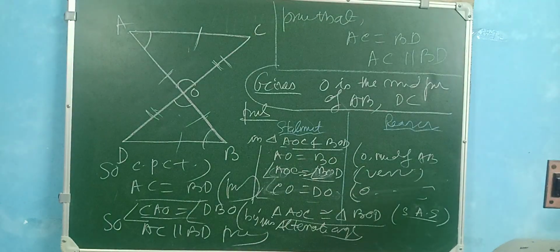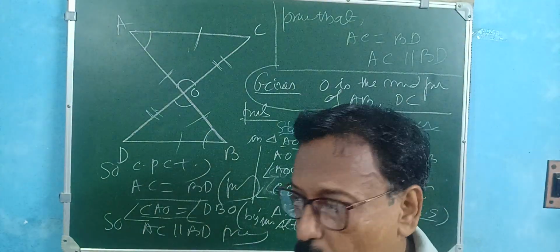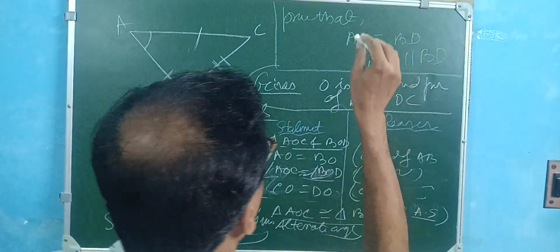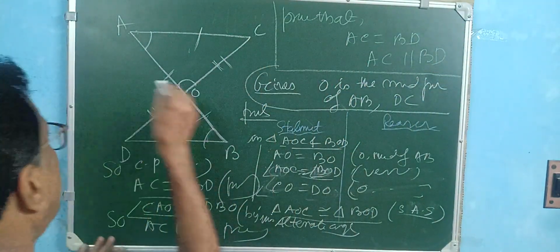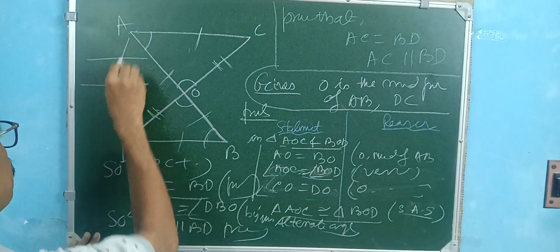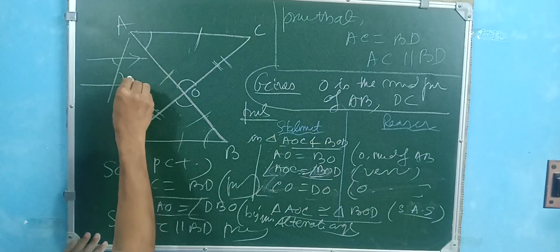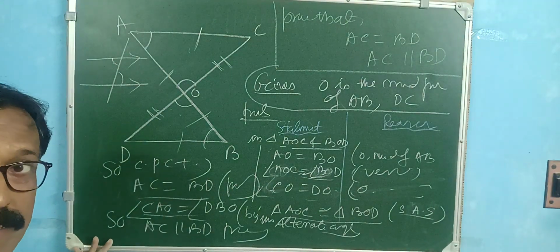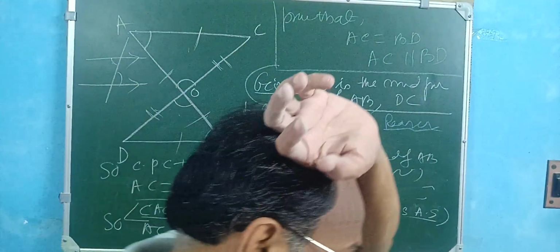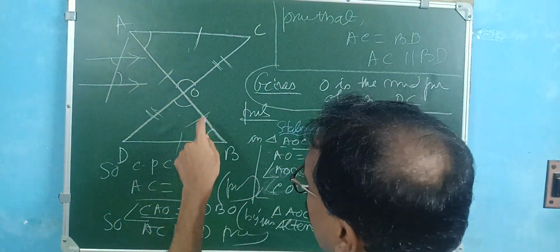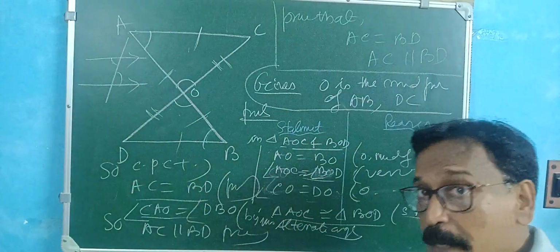We go from one thing to another because in basic geometry we know that when the alternate angles are equal, the two lines are parallel. Suppose this and this alternate angles are equal, that means this side and these sides are parallel. That is the basic geometry we know. So here also, first we prove these two angles are equal by CPCT.